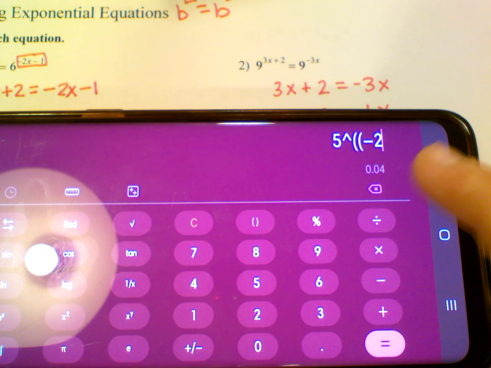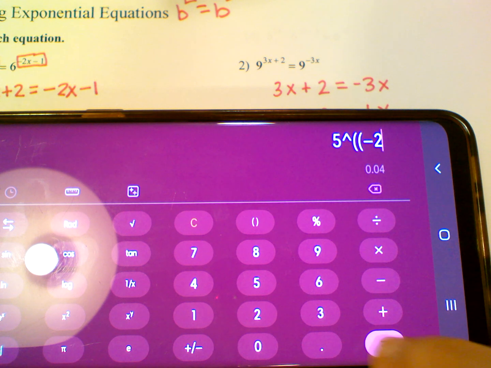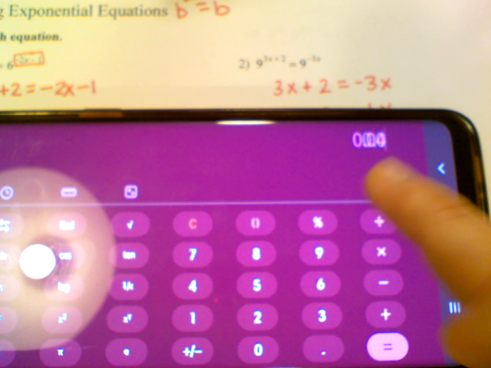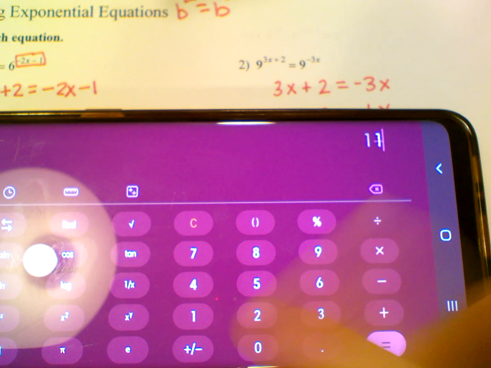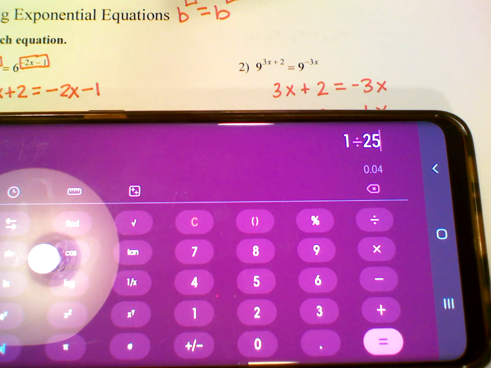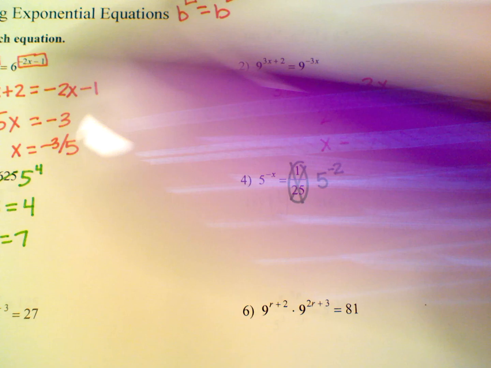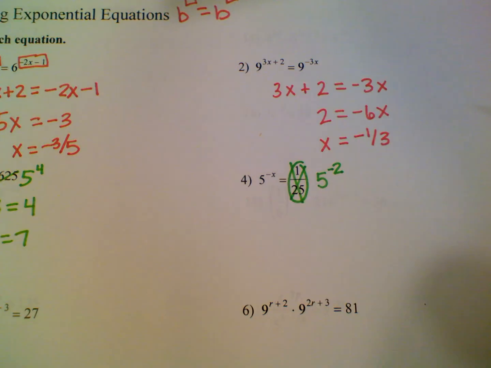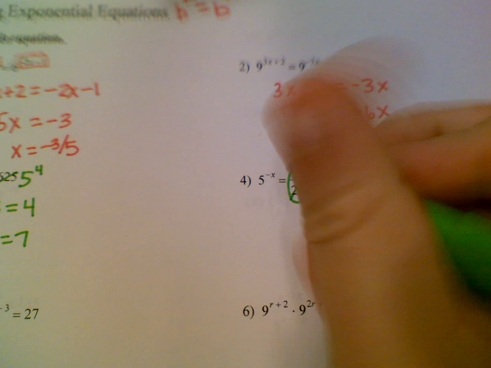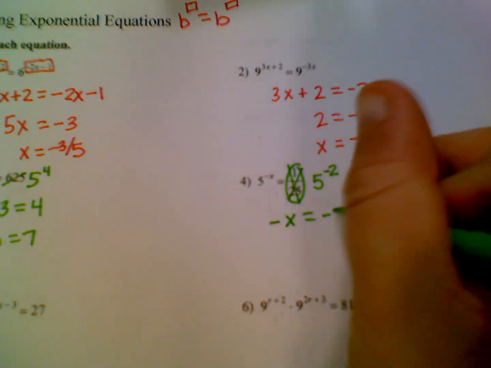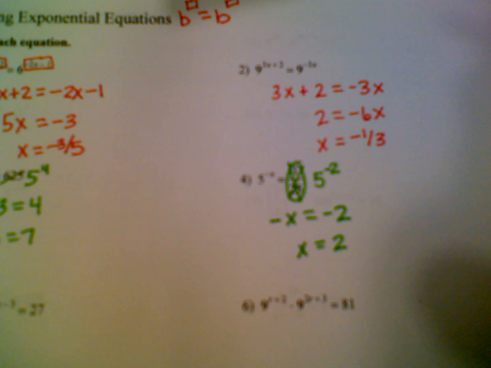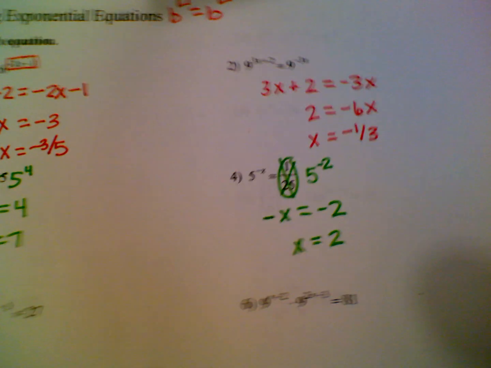And then when you get your decimal, you can check the other one, 1 over 25, and you get the exact same decimal. So that's how you know that they would be equivalent. All right, so once you have the same base, set the exponents equal to each other. So in this case, x has to be +2.